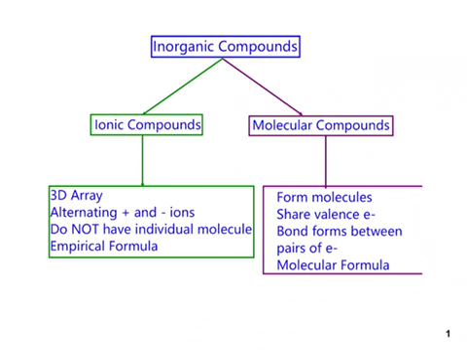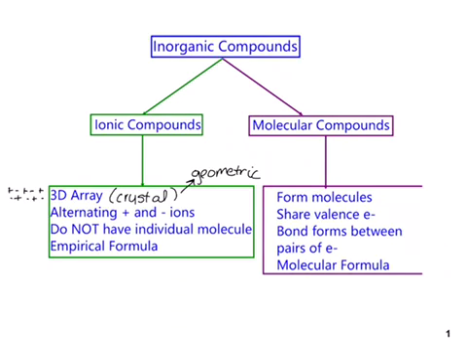Ionic compounds are arranged in a three-dimensional array of alternating positive and negative ions. So we have basically a positive, a negative, positive, negative, positive, negative, and so on in a 3D almost crystal structure. And that you can almost think of as a geometric shape. They do not have individual molecules, and we use the empirical formula to represent their chemical compound.